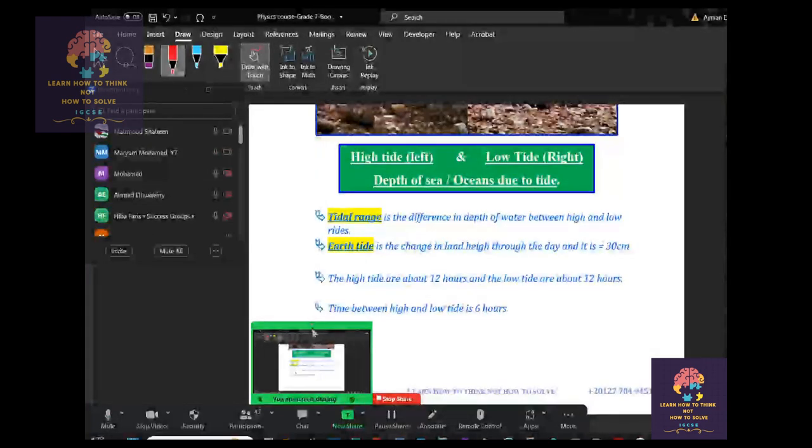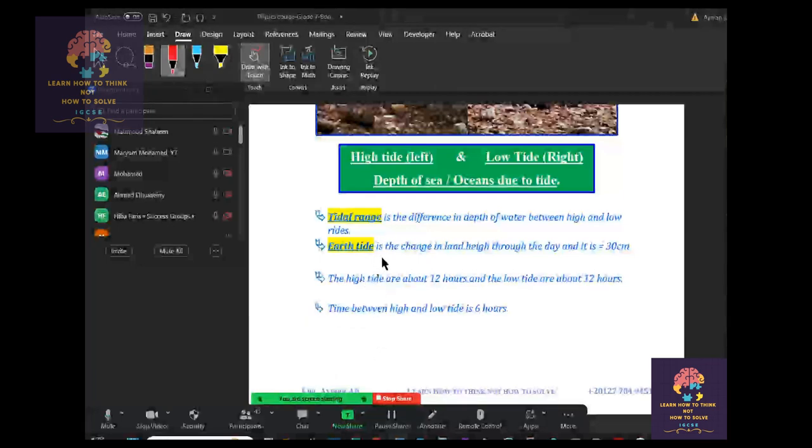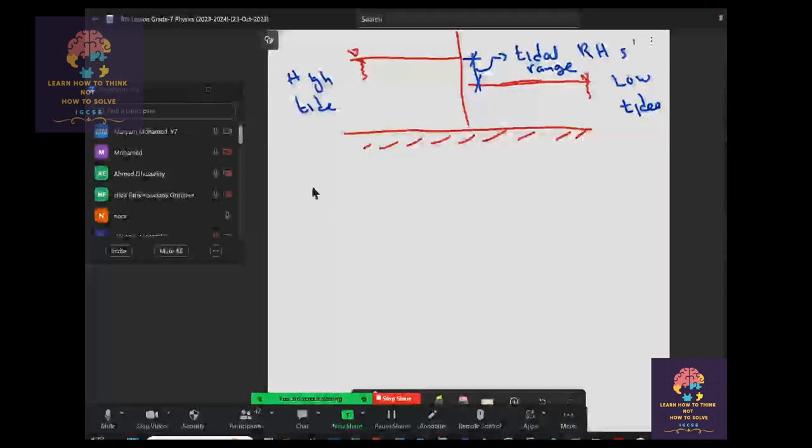Earth tide. What is meant by earth tide? Earth tide is a change of land height through the day, and it is 30 centimeters. The scientists calculated the change in the surface of the land height during the tide, during the day. Okay, it is 30 centimeters, during 24 hours. During the day, one day is equal to how many hours? 24 hours. Okay.